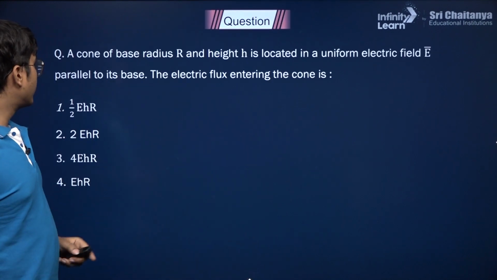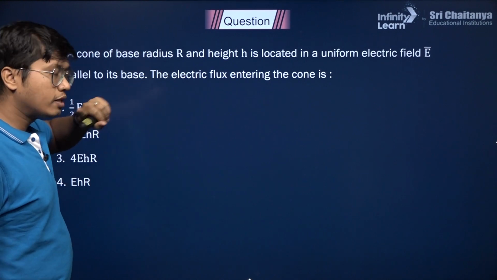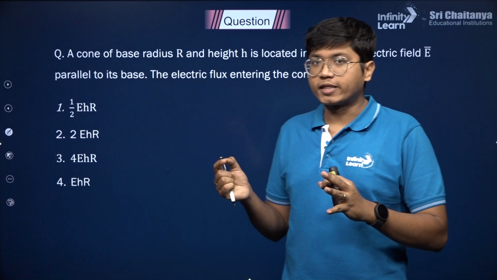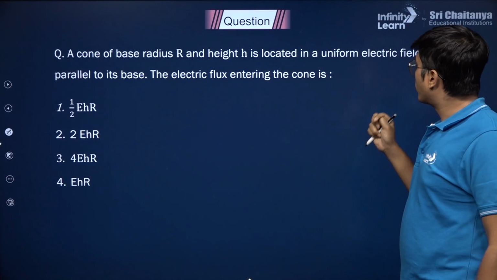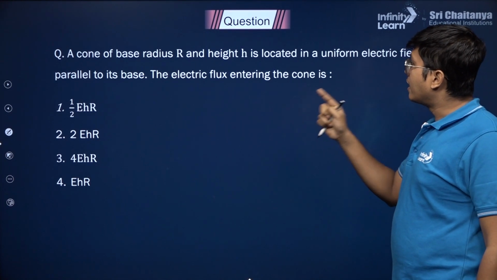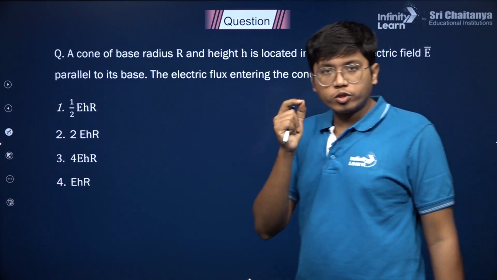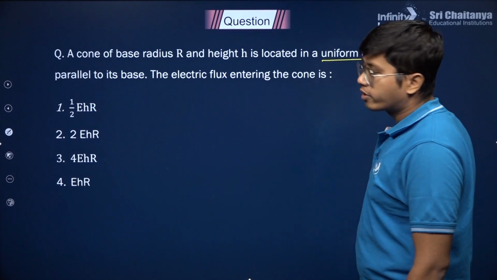Alright. So here I have another question. Try to figure out whether you have to use the flux through Gauss Law method or the E into A method. So here it says a cone of base radius r and height h is located in a uniform electric field E parallel to its base. The electric flux entering the cone is. So first up, right away I know I have to use the formula of E into A. How do I know that? Because it's in a uniform electric field.